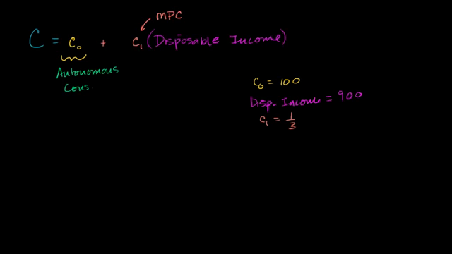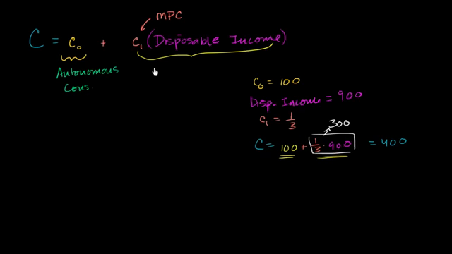So then your consumption is going to be, for this case right over here, 100 plus 1/3 times 900. And so your induced consumption, 1/3 times 900, would be 300, and maybe it's in billions of dollars, $300 billion. And then your autonomous consumption would be 100, and they would add up to 400. So once again, this is autonomous and this right over here is induced consumption.